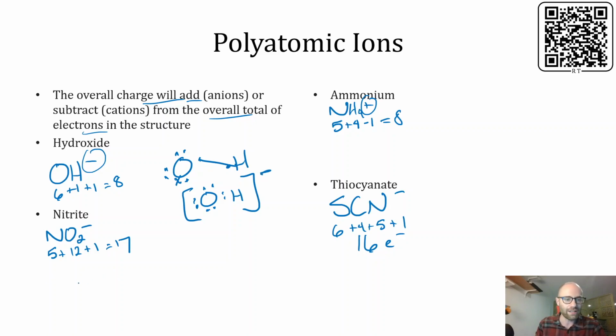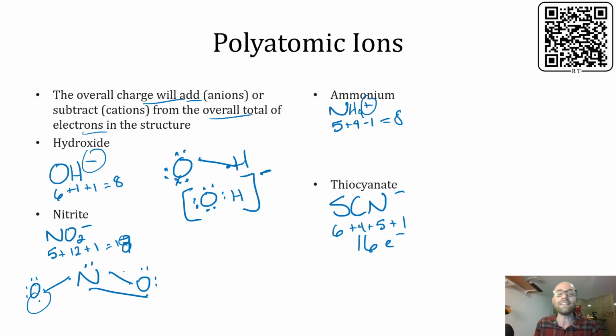For nitrite, same deal. We're going to draw our nitrogen. We're going to put it in the middle because it's got the lower electronegativity. And we're going to draw our oxygens as well. And we make our bonds. And what you end up seeing is we can make a double bond there, but again, there's an unpaired electron there.